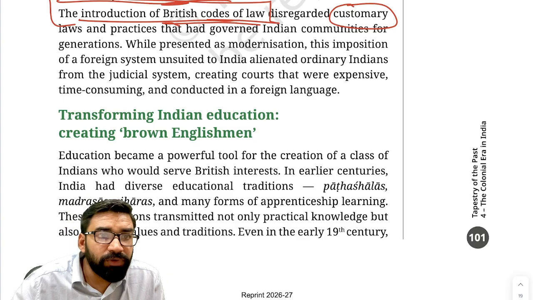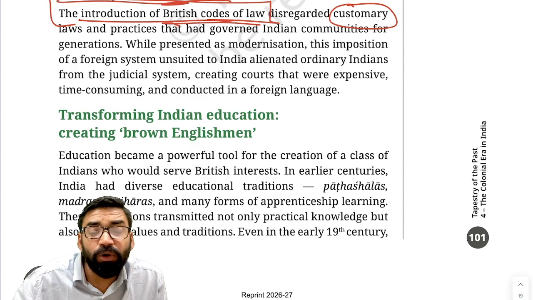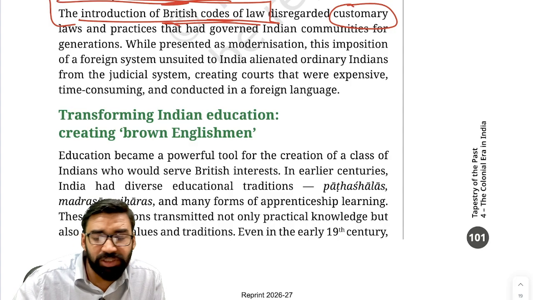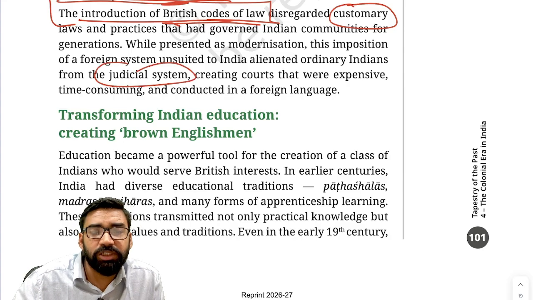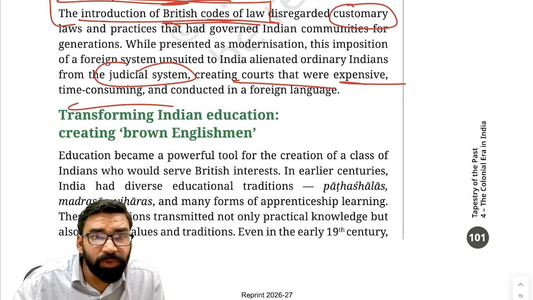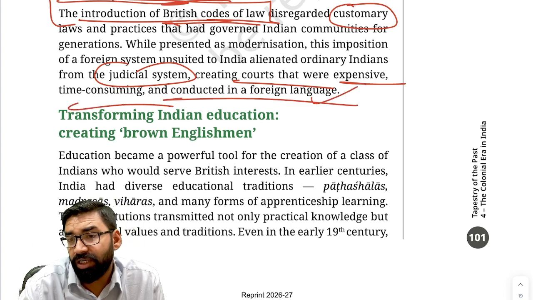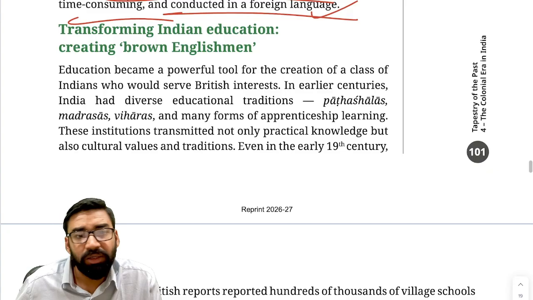Clear? In this way, they also alienated ordinary Indians from the judicial system. Clear? They created their own judicial system with courts, and those courts were expensive, time consuming, and conducted in the English language, that is, a foreign language.